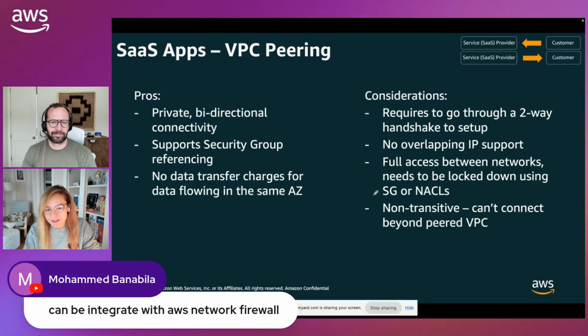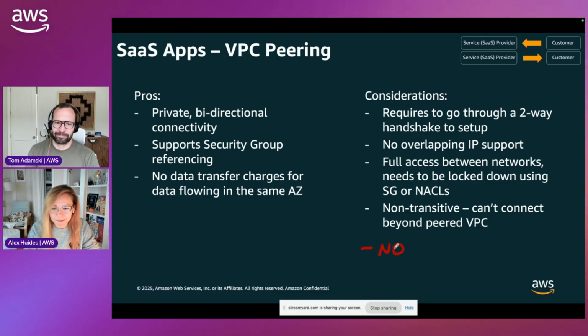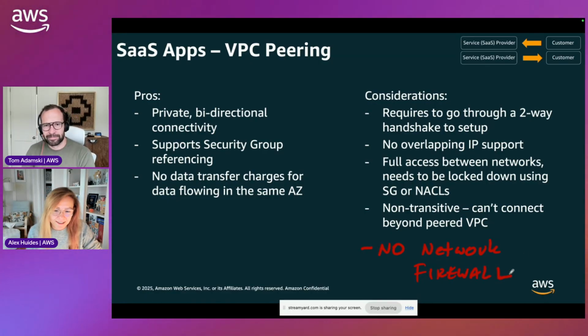There's another question again on network firewall. Mohammed is asking, can peering be integrated with AWS Network Firewall? Not directly. Whatever you have in the VPC that you peer with the SaaS provider VPC, that traffic just flows directly over VPC peering. You cannot route that traffic more specifically through a firewall endpoint. It's a good call out.